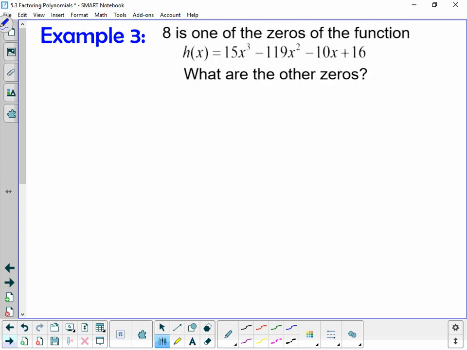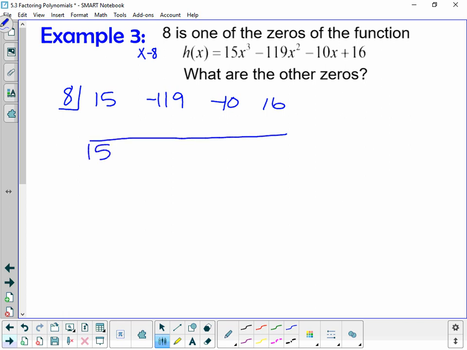Okay, this one says 8 is one of the zeros of the function. What are the other zeros? Well, if 8 is one of the zeros of the function, we can use that fact to divide. Now, I don't need to change the sign because 8 is the 0. When we are doing synthetic division, we use the 0. That happens to mean that x minus 8 is a factor of the function, but we use the 0, 8, to divide.